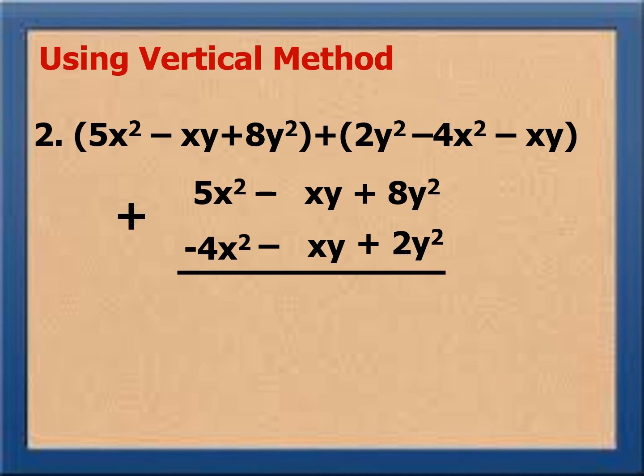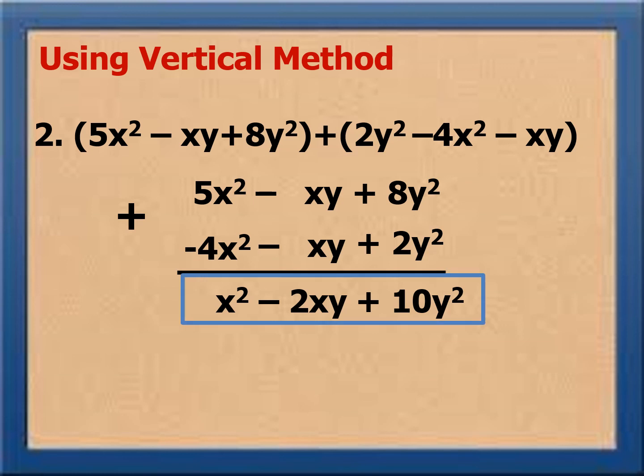So we're going to add, starting from the left to the right. 8y squared plus 2y squared is 10y squared. We're just adding the numerical coefficients, then copying the literal coefficients. Negative xy plus negative xy is negative 2xy, and 5x squared plus negative 4x squared is x squared. So the answer for this one is x squared minus 2xy plus 10y squared. Do you have questions? None?